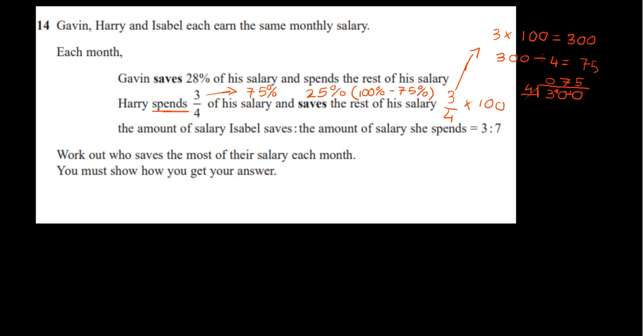So that's the same as, let's do it here. 3 times 100 is 300. And 300 again, pen's playing up. I'll try best. Divided by 10. I don't really need the bus stop for this, but if you need it, you can use it. It's 30%. That's how my working out is. So Isabel, she saves 30%.